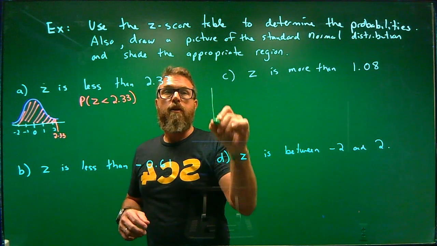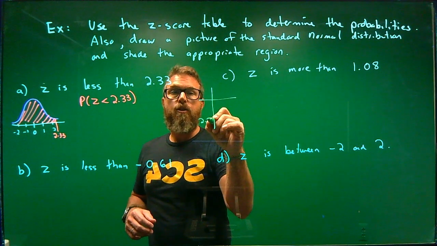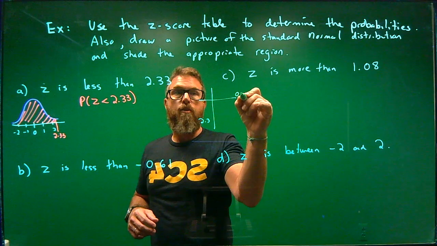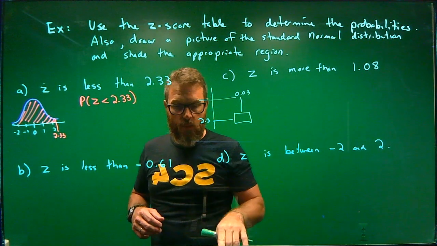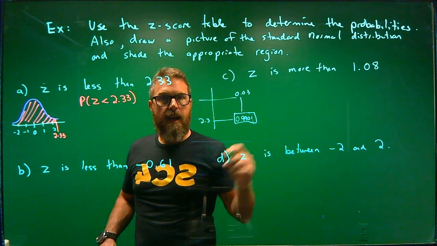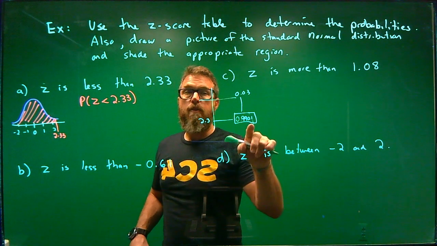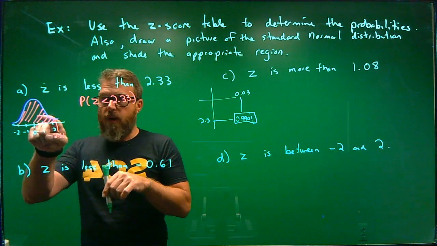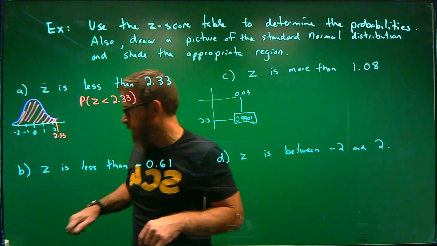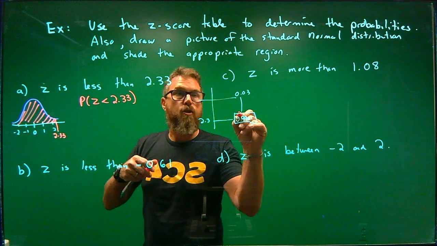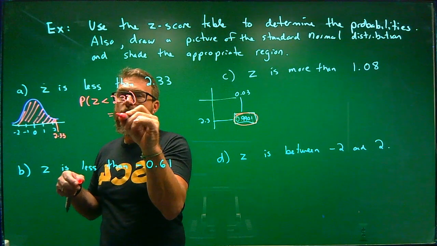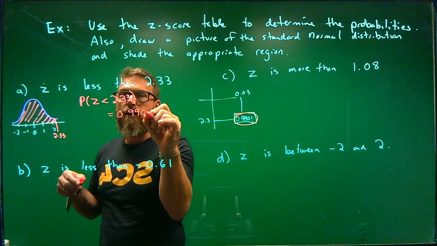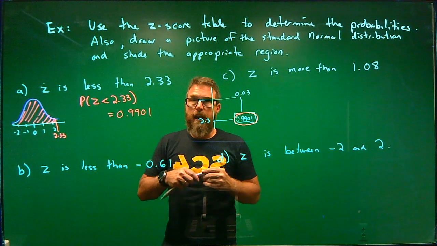So on the table, you're going to go down to 2.3, and over here you're going to get 0.03, and then you're just going to reach this center number, which is going to give you 0.9901. So that's our probability. This area in here, I should have done it in pink, this is your probability, this number right here. So that probability, this area, is equal to 0.9901.